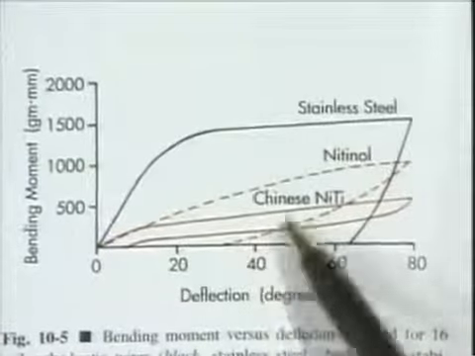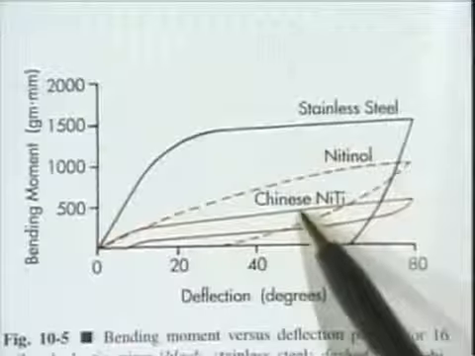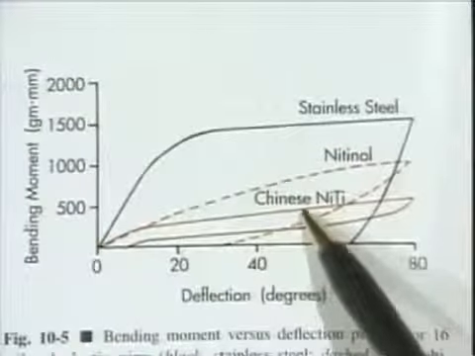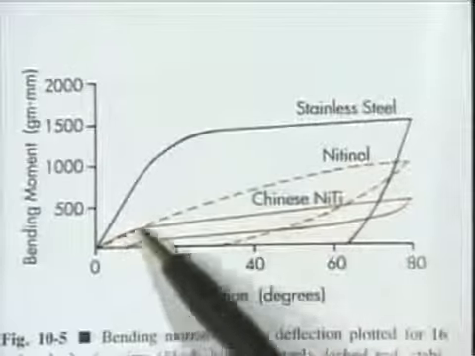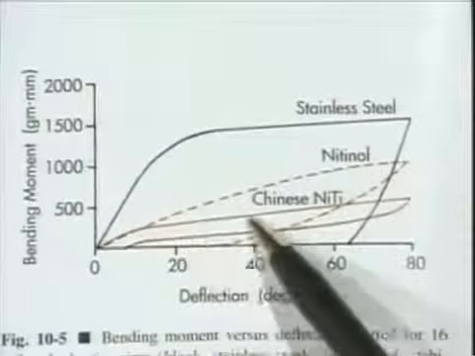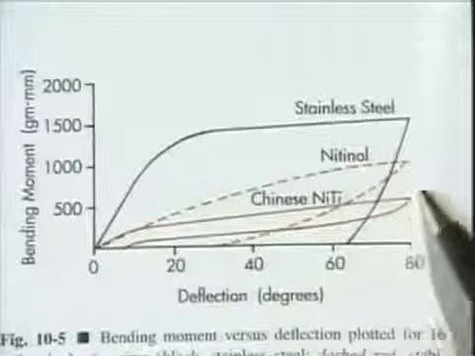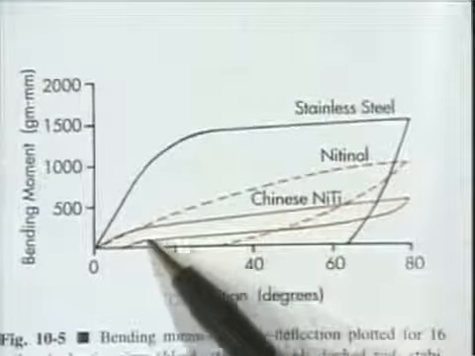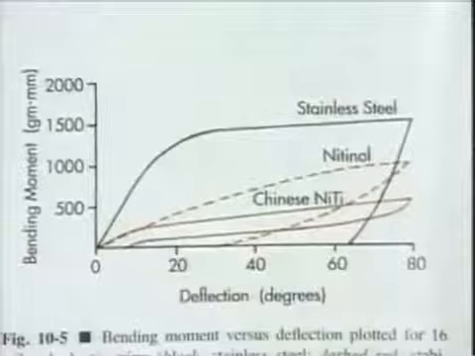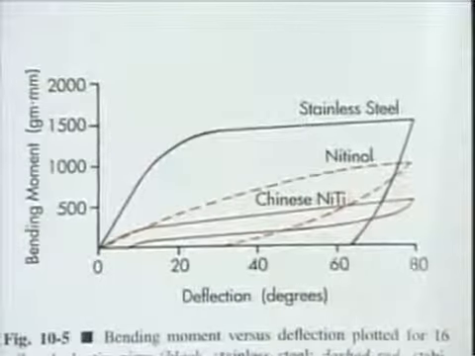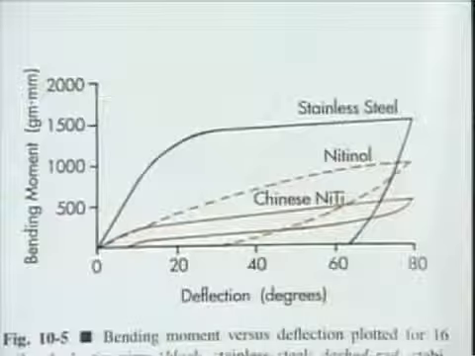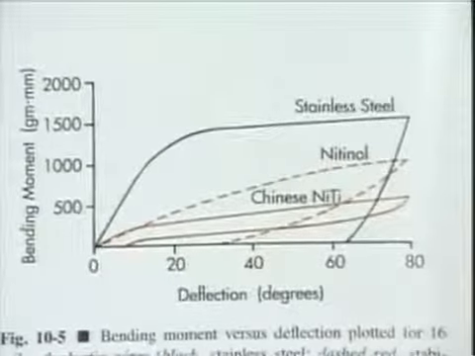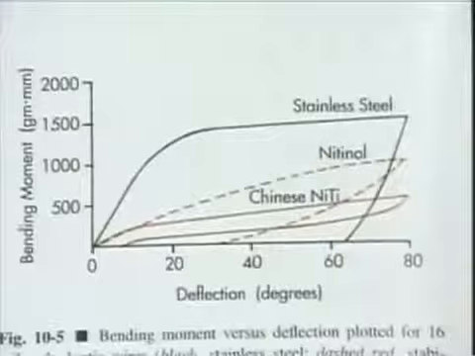What's labeled as Chinese Nitai here, because that was the first version of it that was in the scientific literature. The Chinese Nitai is superelastic, and here you see this incredibly flat force deflection curve with this incredible recovery. It was bent 80 degrees, and it sprang back almost totally, and it delivered that very nice, almost constant force over quite a considerable distance.